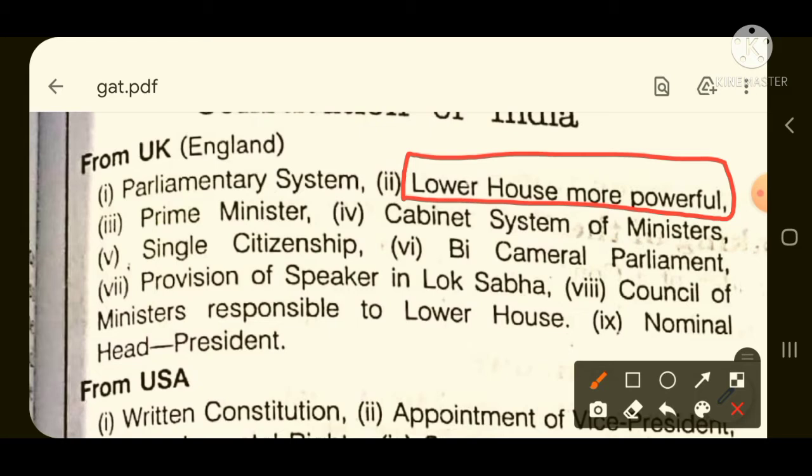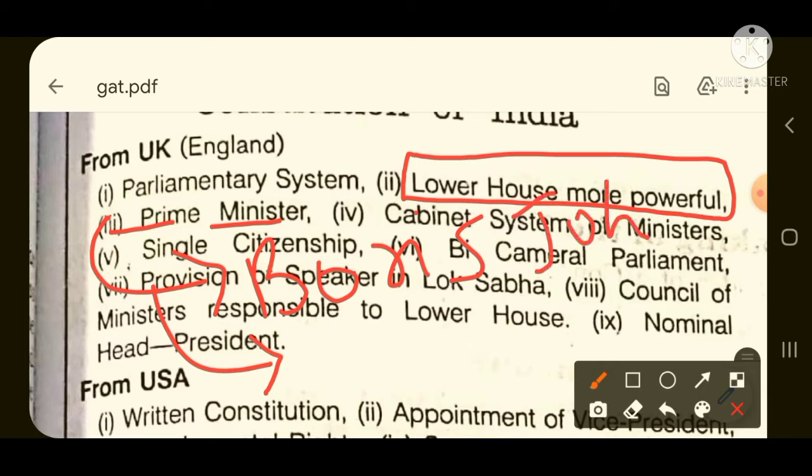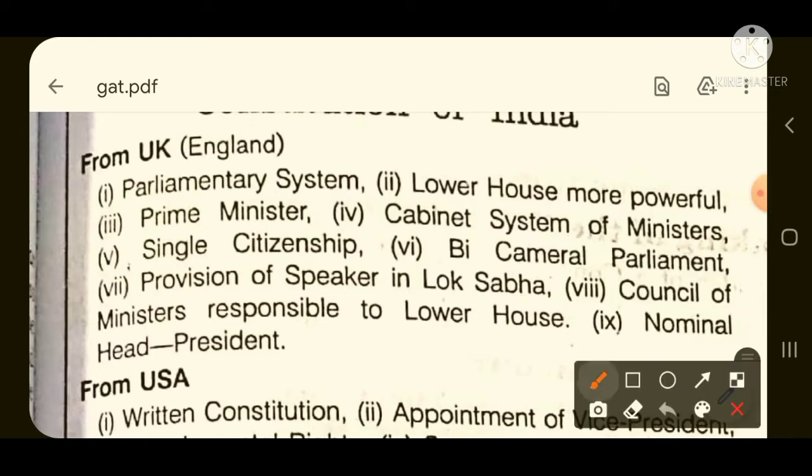Next is the post of Prime Minister. Like the UK has a Prime Minister, now Boris Johnson. He has maximum power in the UK. They have a Queen also, Queen Elizabeth, but the Queen doesn't have that much power in making decisions for the country. Boris Johnson is the present UK Prime Minister. So the post of Prime Minister we have taken from the UK.